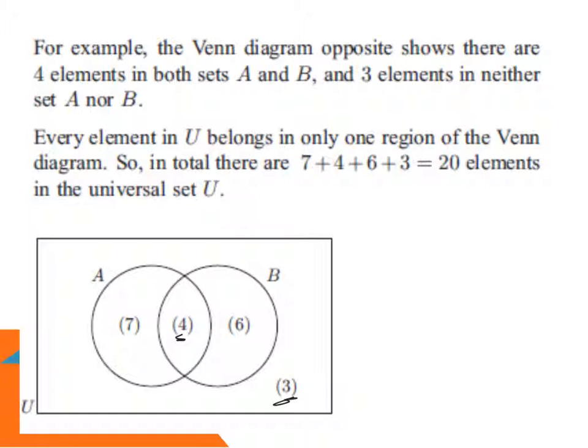Then every element in the universal set, which is our box, belongs in only one region of the Venn diagram. So in total, there are 7 plus 4 plus 6 plus 3, sorry, so there's 20 elements total in the universal set.